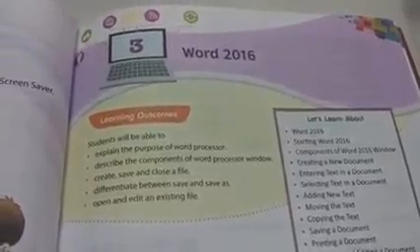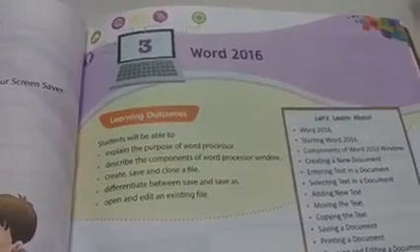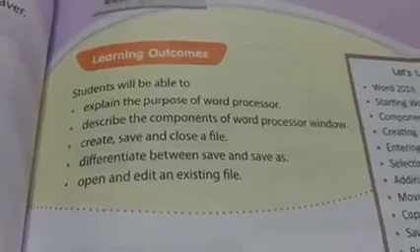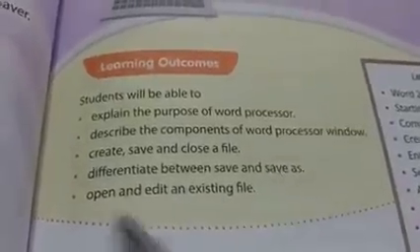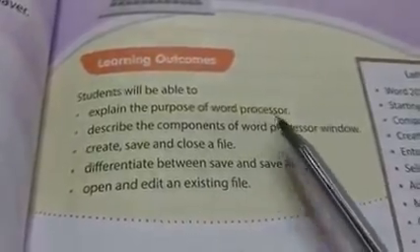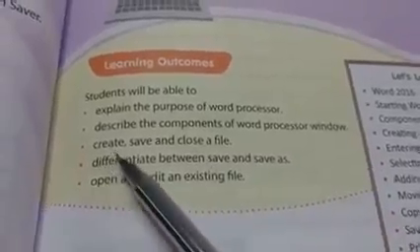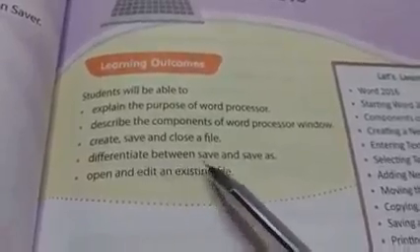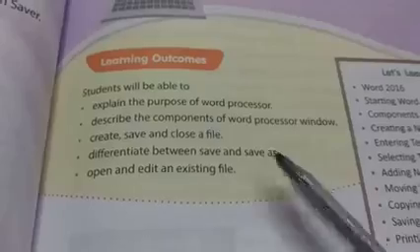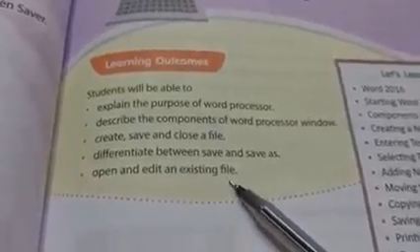Today we will study the third chapter of Class 3 Computer, Word 2016. In this chapter, we will learn the purpose of word processor, the components of word processor window, how to create, save and close a file, then differentiate between save and save as, open and edit an existing file.